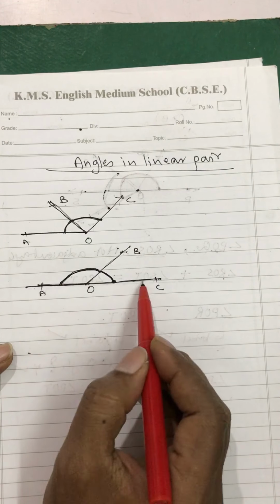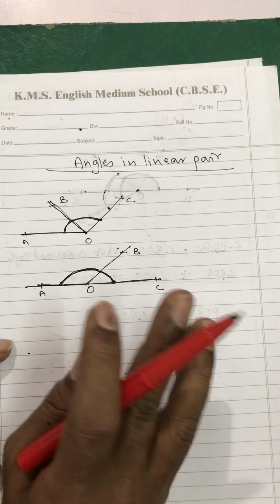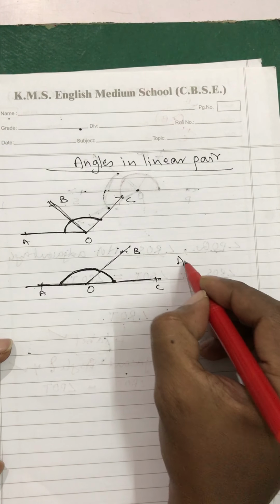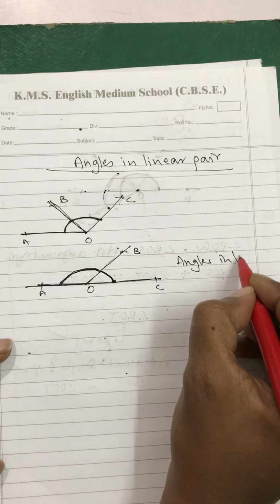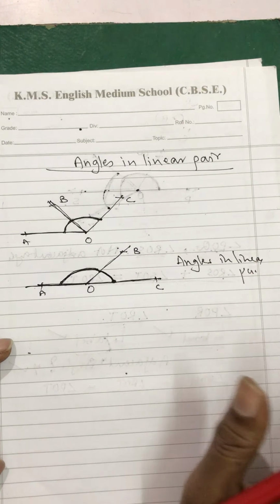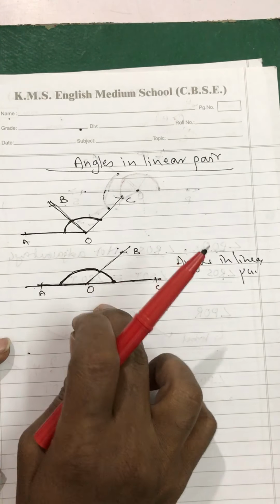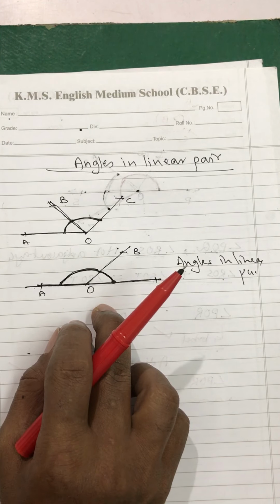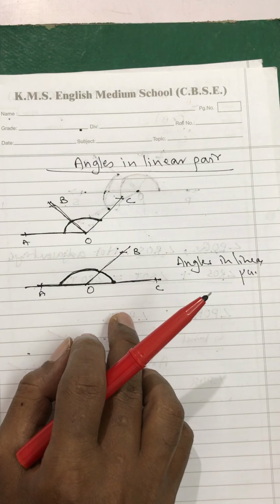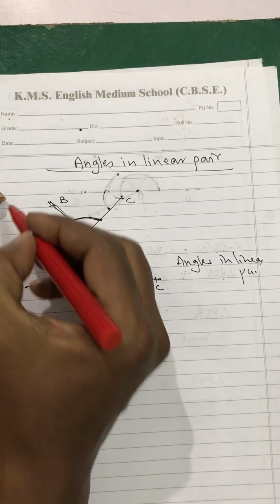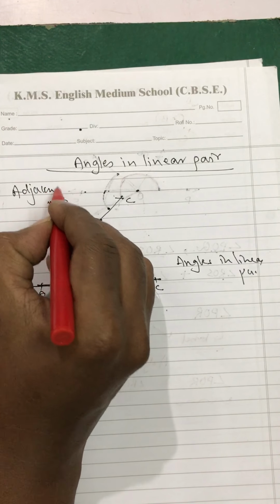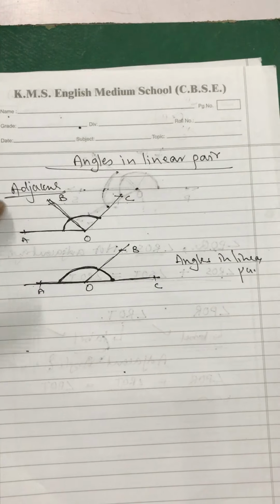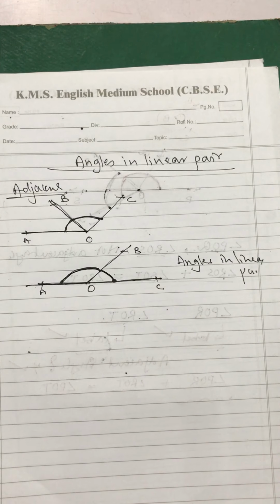If the angle that is formed after adding is a straight line, then they are angles in linear pair. See, the rest of the conditions have to be the same. Whatever are the conditions of adjacent angles have to be satisfied in angles in linear pair, and they have to be something more. What is something more? After adding the two angles, the angle formed has to be a straight line.